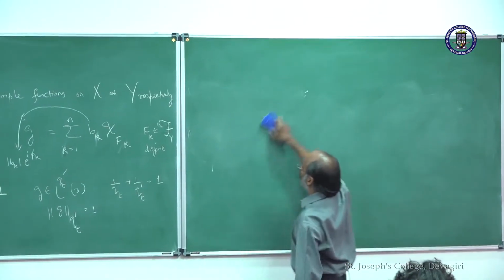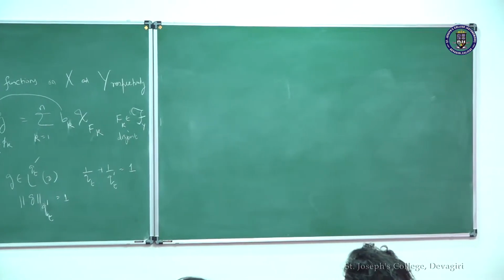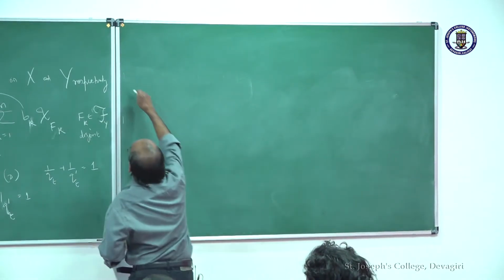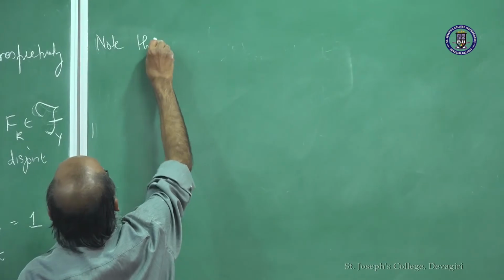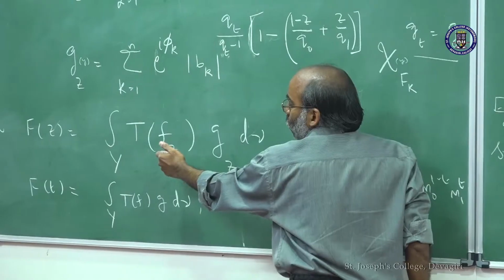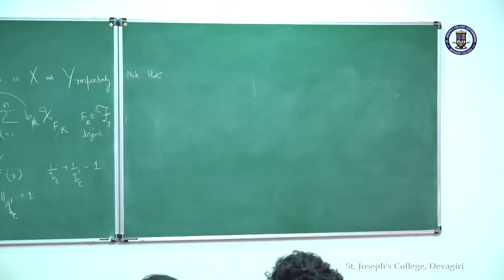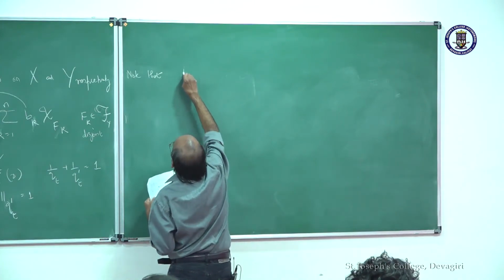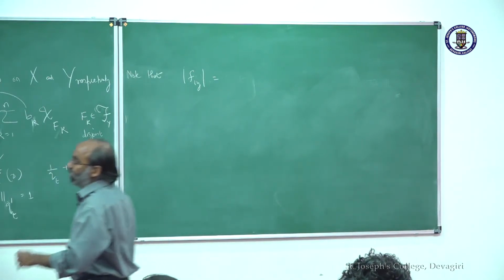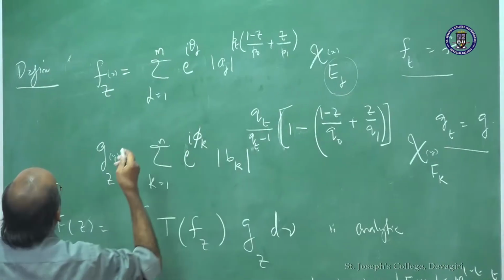So let us see what happens at line 0 and line 1. We will get estimates for f at the line x equal to 0 and x equal to 1. So note that when we apply f(iy), I need to know what small f is at iy, and what small g is at iy, and see where they belong. So modulus of f(iy): what is f(z)? f(z) is this. Remember, these are disjoint. So how does the modulus look?